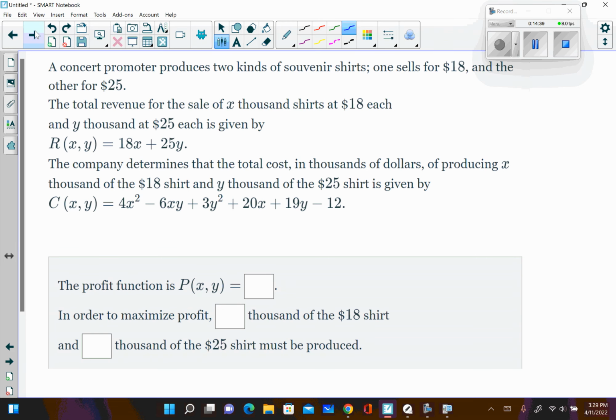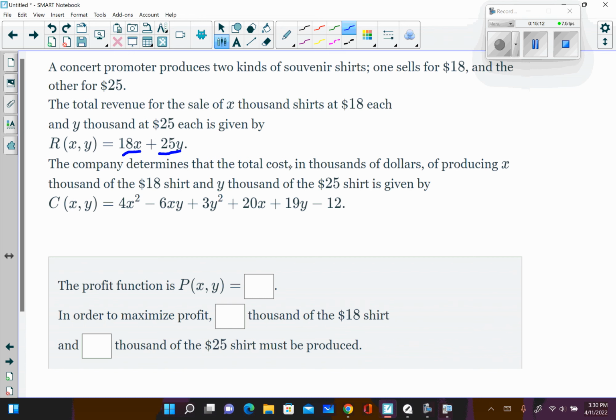A concert promoter produces two kinds of souvenir shirts. One sells for $18 and the other for $25. The total revenue for the sale of x thousand shirts at $18 each and y thousand at $25 each is given by R, for revenue, as a function of x and y. $18 for each of the x shirts and $25 for each of the y shirts.